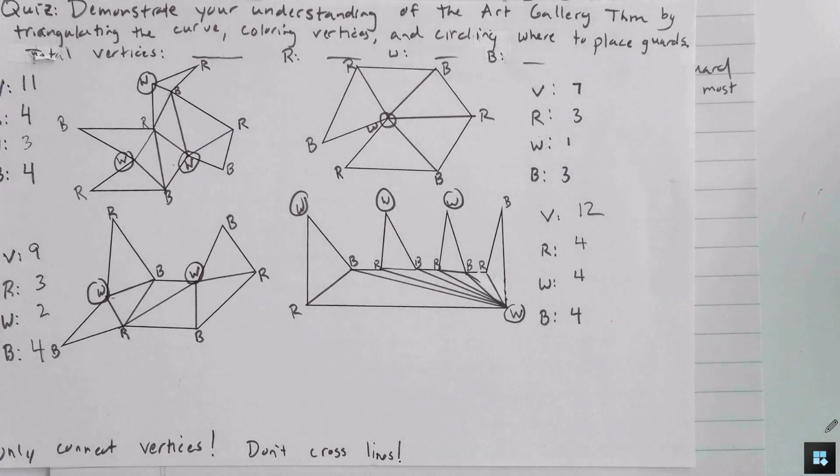The art gallery theorem actually has quite a few modifications where people look at different variations of the art gallery theorem. Do you have any questions before we move on to look at those ideas?